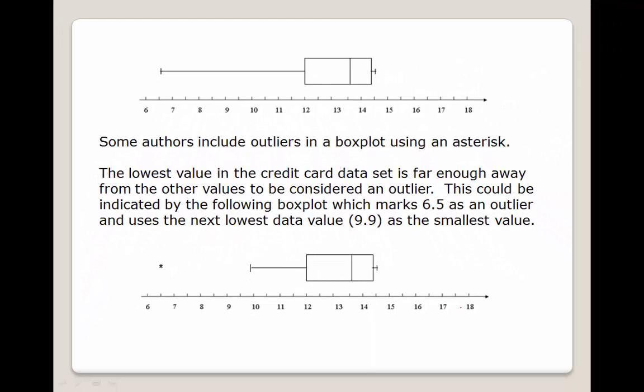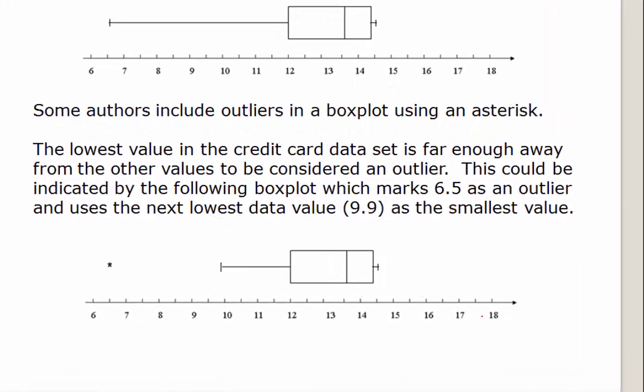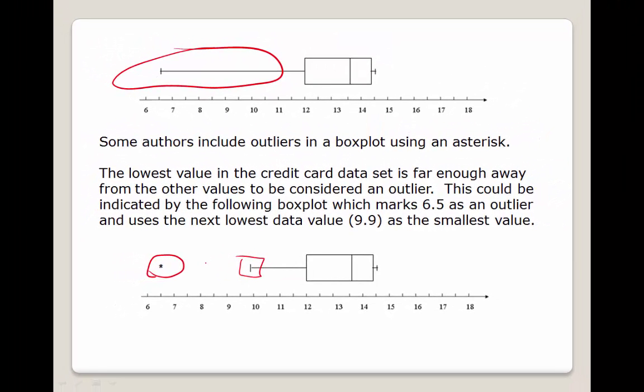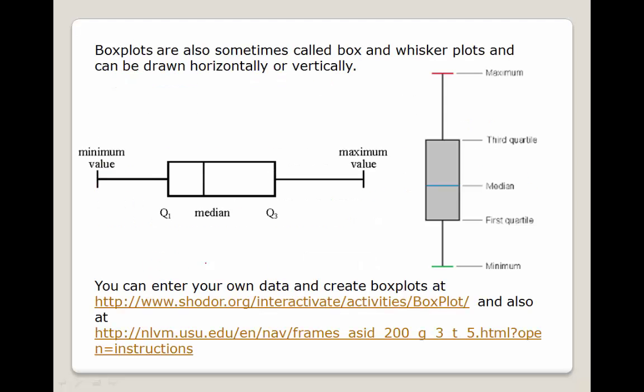Some authors include outliers in a box plot using an asterisk. The lowest value in the credit card data set is far enough away from the other values to be considered an outlier. You notice this long whisker out here on the left. This could be indicated by an asterisk, which I've done in the following plot. So here's my 6.5, and now I've made 9.9 the smallest data value. Box plots are also sometimes called box and whisker plots, and they can be drawn horizontally or vertically.